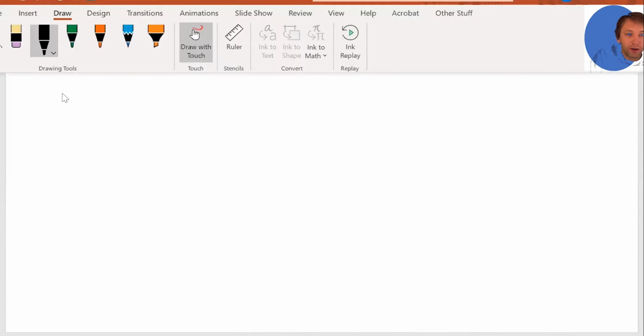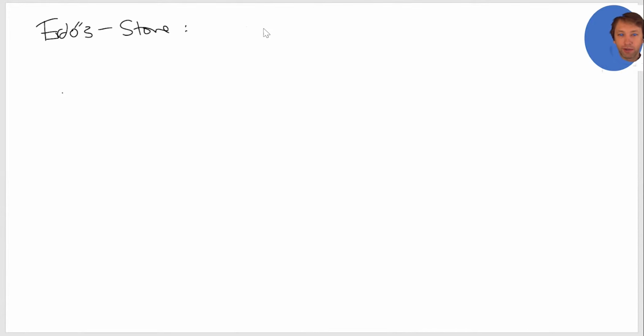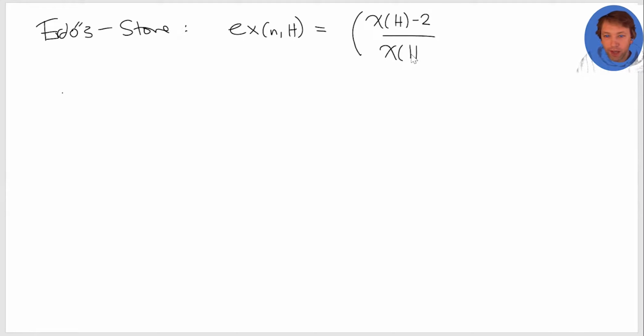So by Erdős–Stone, it says that the extremal number of H is (χ(H) − 2)/(χ(H) − 1), and I'm going to write this in a slightly different way, but it's the same thing. So it's this times n choose 2 plus little o of n squared. Remember, we know what little o means: this thing grows slower than n squared.